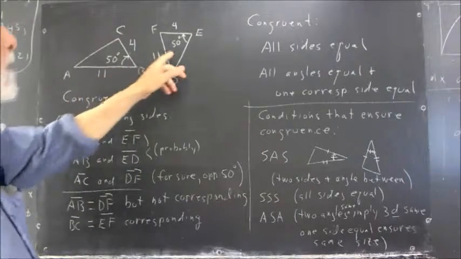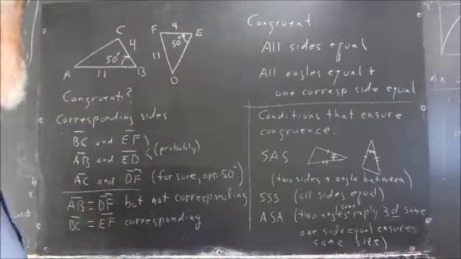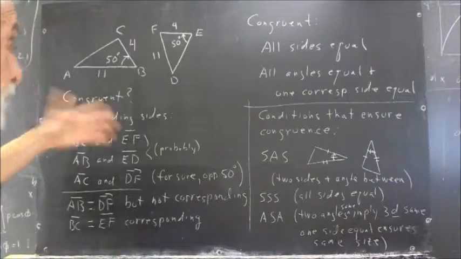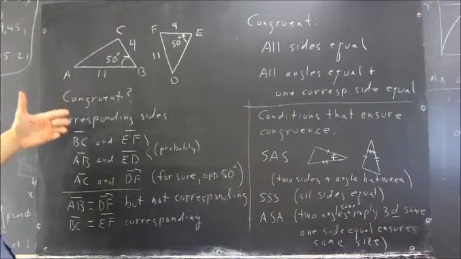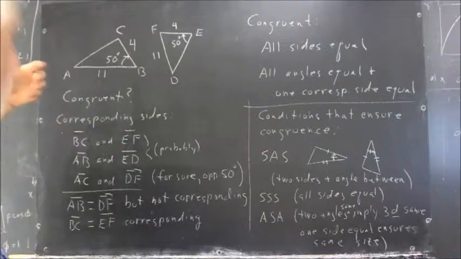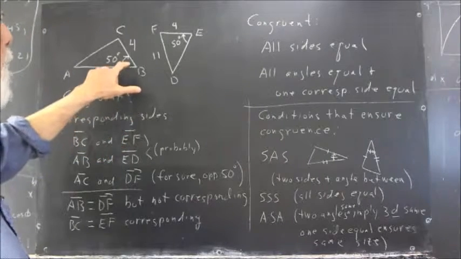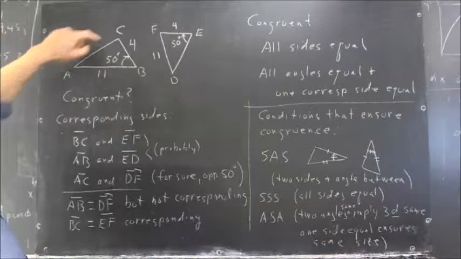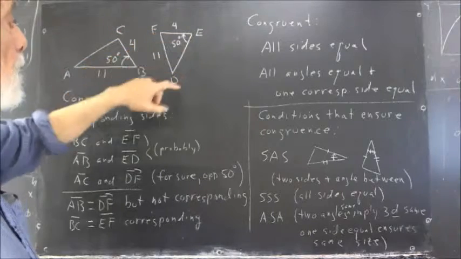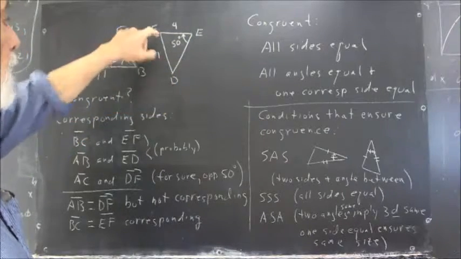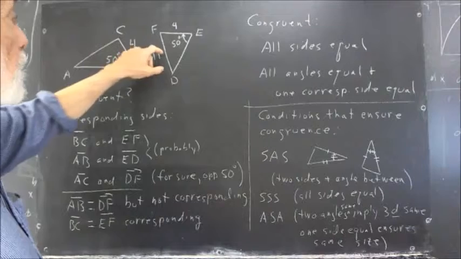Two triangles here, each to determine whether they're congruent. So you should think that through before we discuss it. Pause and do so. Hopefully you've done that. Okay, opposite to 50 degrees, we have side AC. Opposite to 50 degrees here, we have the side DF. So these are corresponding sides.